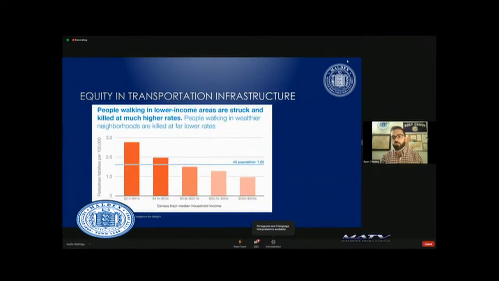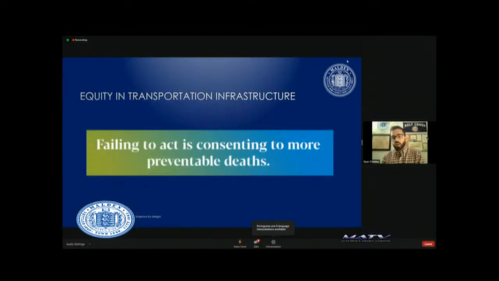A lot of it is the fact that our roads were not built for living around. They were built for high speed travel, and this particular stretch that we're talking about, Center Street, goes through our most heavily pedestrian focused area in our community, our downtown, Malden Center, Malden Square. People walking in lower income areas are struck and killed at much higher rates. This particular area is an environmental justice area. And as we know, failing to act is consenting to more preventable deaths. We did have some recent pedestrian deaths, particularly of elders, in different parts of our community recently.